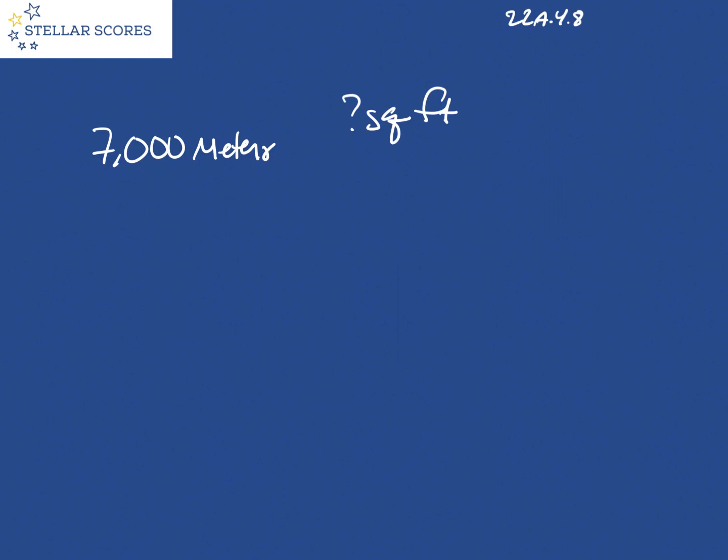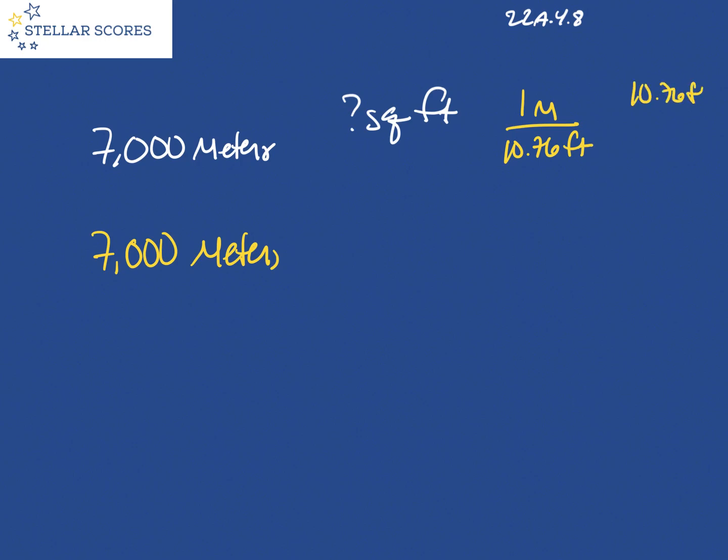One is to write it out and show your units of measure. When you're doing conversions, show your units to make sure they cancel out. So we have 7,000 meters, and we're either going to have 1 square meter over 10.76 feet, or 10.76 feet over 1 meter. Either one of those is 1. So which one is it?